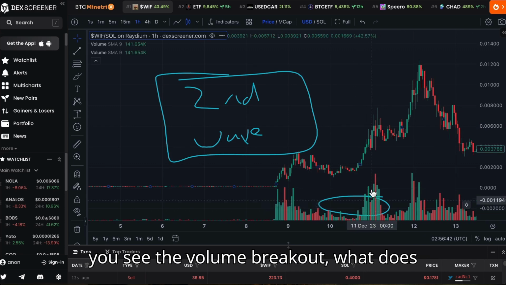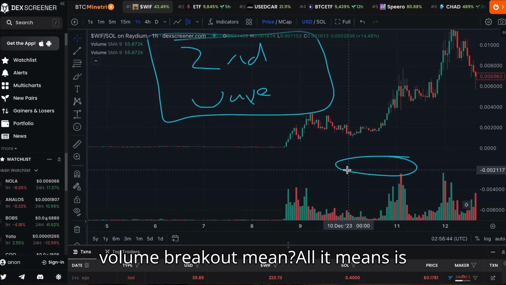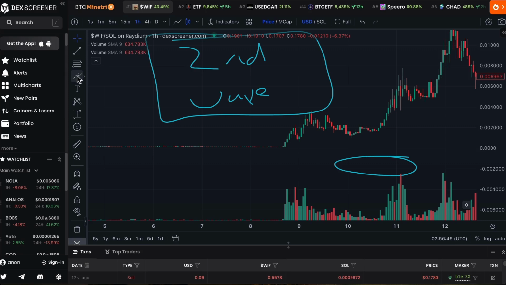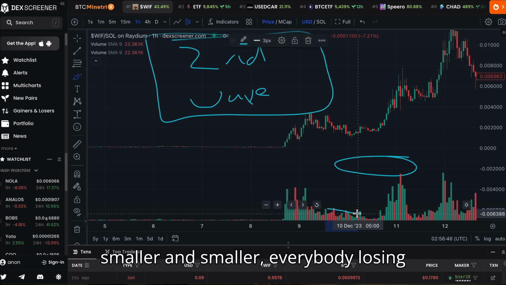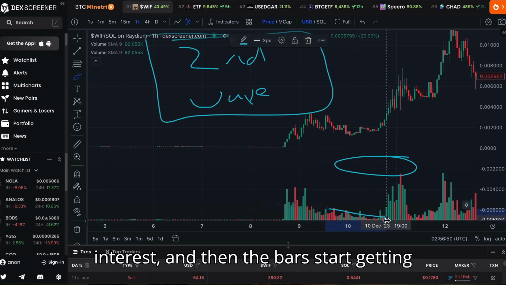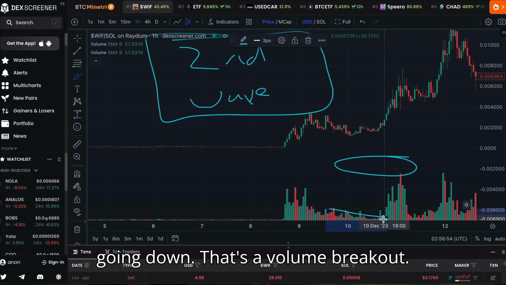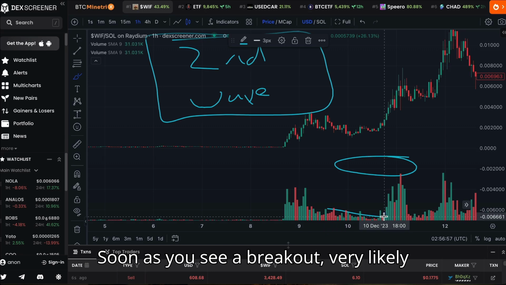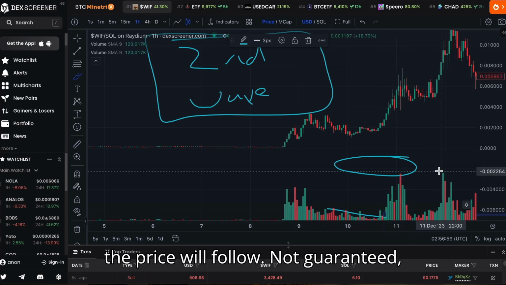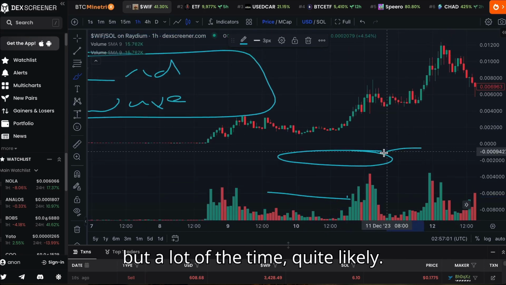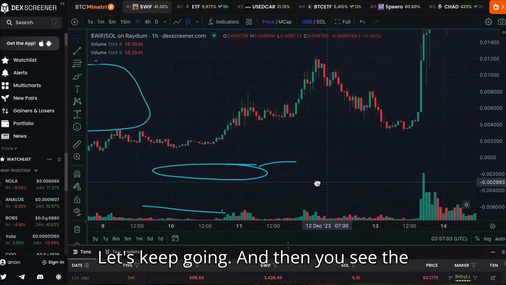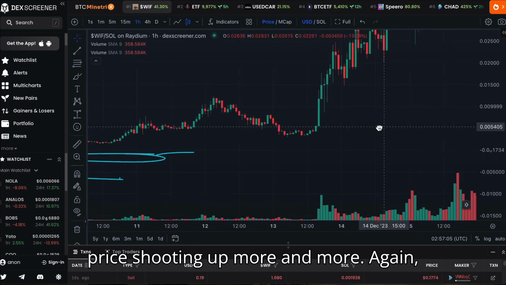So if you see the volume breakout, what does volume breakout mean? All it means is you see the bars getting smaller and smaller and smaller, everybody losing interest, and then the bars start getting bigger than this line that I've drawn going down. That's a volume breakout. As soon as you see it break out, very likely the price will follow. Not guaranteed, but a lot of the time, quite likely. Let's keep going.